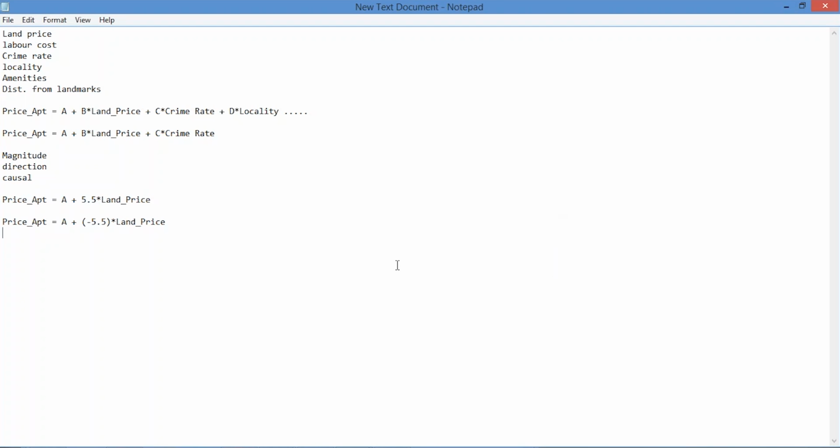So that's the direction. This will determine whether it will be directly proportional or inversely proportional. So that's what we are trying to say. So what is causal? We saw magnitude, we saw direction. What is causal? Causal is, we try to explain the relation between the dependent and the independent variable.